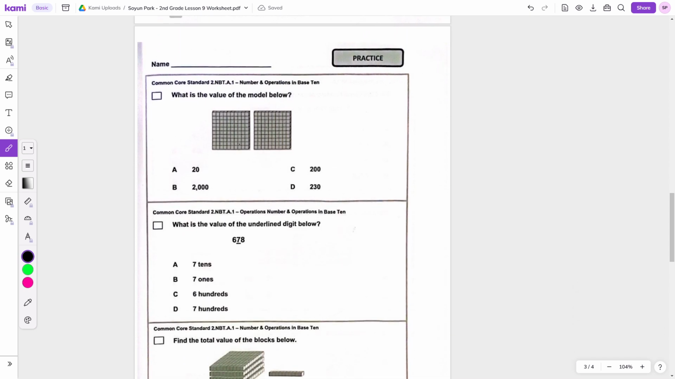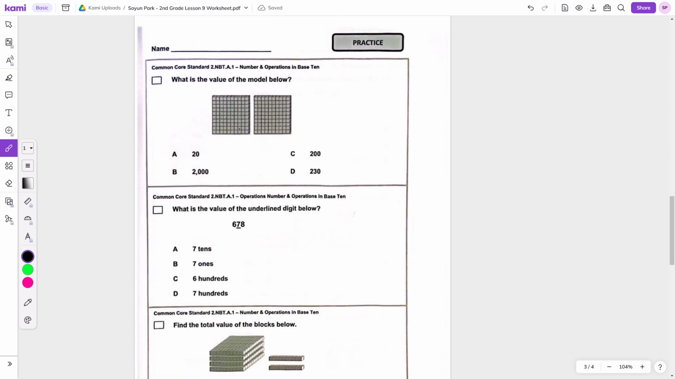Okay, next one. Next page, what's the value of the model below? So like what we said last time, this one big piece contains 100 small blocks, right? And we have 1, 2. So we have to do 100 times 2. 0 times 2 is 0, 0 times 2 is 0, and then 1 times 2 is 2, so 200, which will be C.